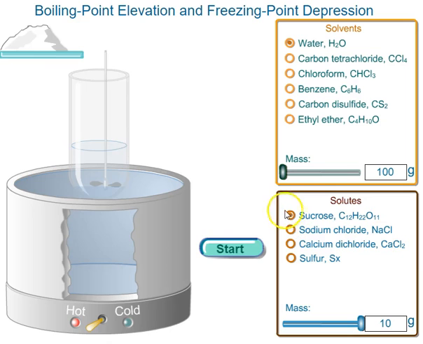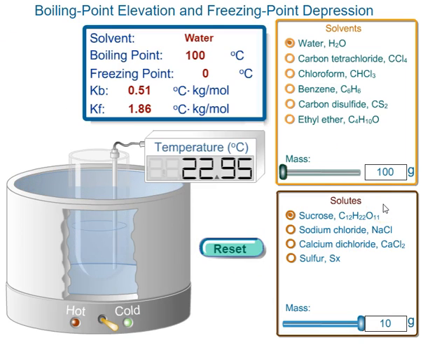Reset. Now it says to use the cold bath. Again, we have sucrose dissolved in water, 10 grams, and we hit start. You need to answer those same questions. What is our final temperature? What is the normal freezing point of water at standard pressure? And what happens to the freezing point?